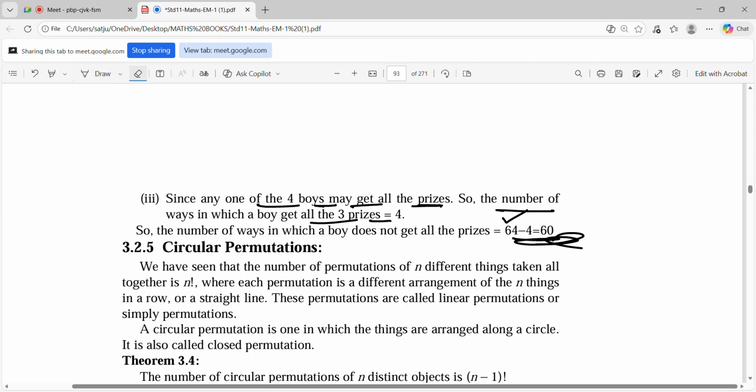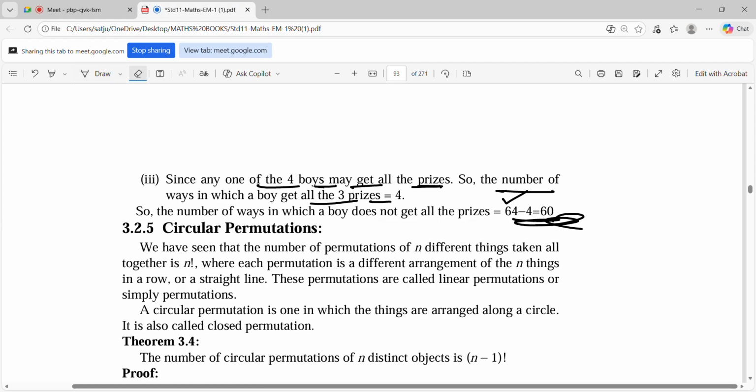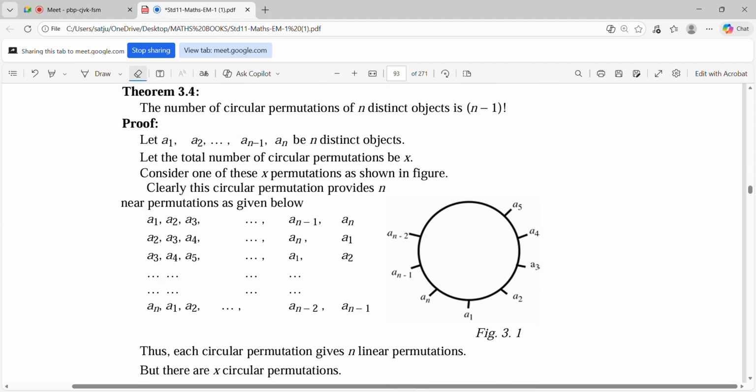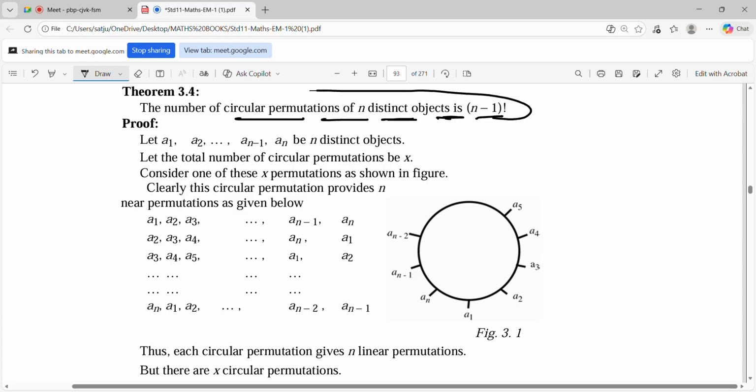60. Next, circular permutation, important part. You can have two things related to circular permutation. One is the number of circular permutations of n different objects is n minus 1 factorial. This one you have to take in a circular permutation. In how many ways can 6 different people be arranged in a circle?